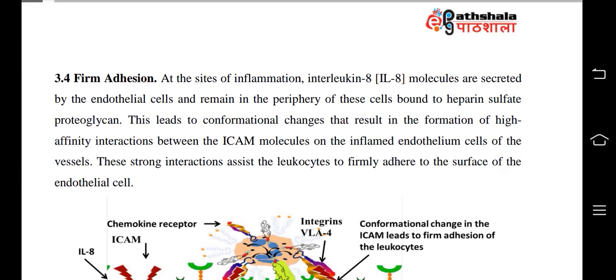Firm adhesion. At the sites of inflammation, interleukin 8, IL-8 molecules are secreted by the endothelial cells and remain in the periphery of these cells bound to heparan sulfate proteoglycan. This leads to conformational changes that result in the formation of high affinity interactions between the ICAM molecules on the inflamed endothelial cells of the vessels. These strong interactions assist the leukocytes to firmly adhere to the surface of the endothelial cells.